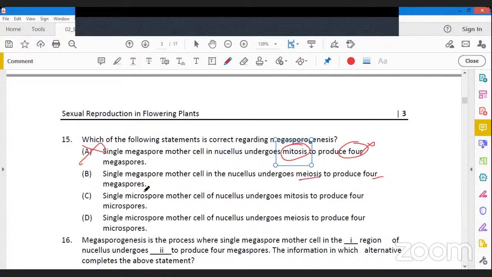Single microspore mother cell is given here, and that is where the mistake is. So next, single microspore mother cell, again wrong. So B would be the best answer, but there are four megaspores. Out of that, one will survive. That's all. Okay.